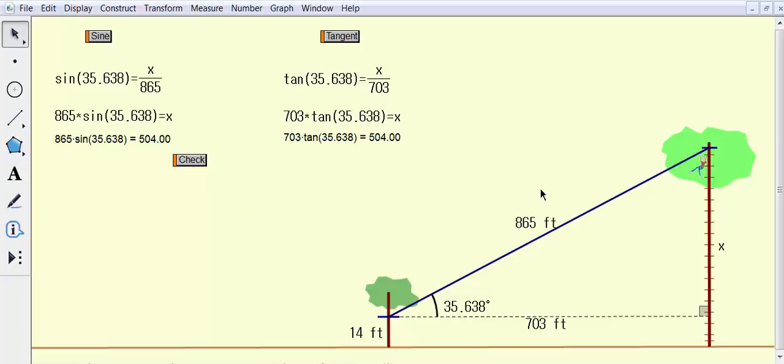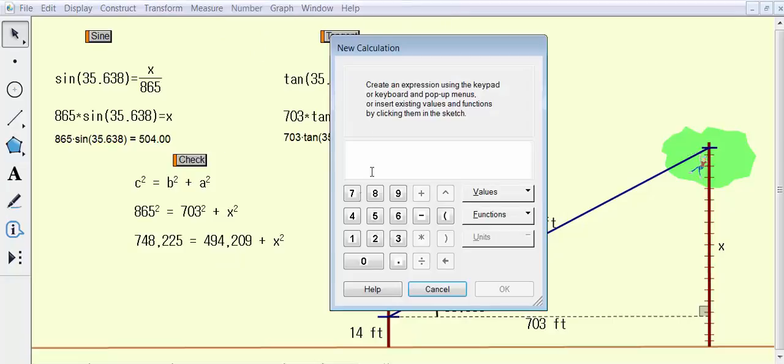We can use the Pythagorean theorem to check it again. Because we were given two sides of the triangle, we can plug these values into the equation a squared plus b squared equals c squared and figure out what x is. So we're going to plug in 865 in for c, since that's the hypotenuse, 703 in for b, since it's one of the legs of the triangle, and x for a. Squaring both of these numbers, we get these large values, 748,225 and 494,209.